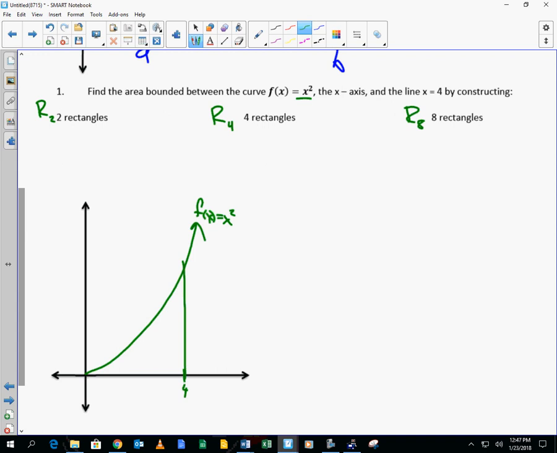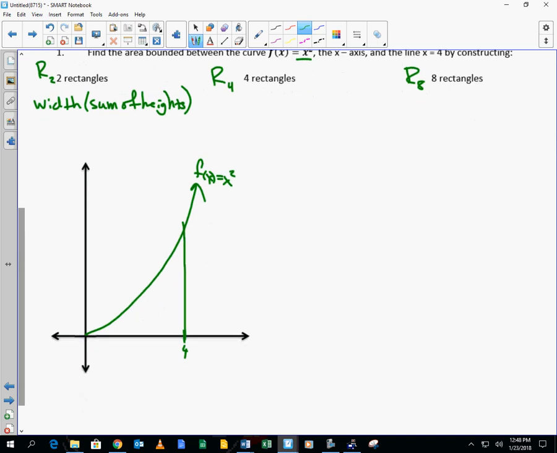And we learned from our investigation that you can take the width of the rectangles multiplied by the sum of the heights. Is everybody with me? Okay. If I'm going to have two rectangles in this region, what's going to be the width? 2. How do you get that? Yep, 4 divided by 2, I get 2, times the sum of the heights.